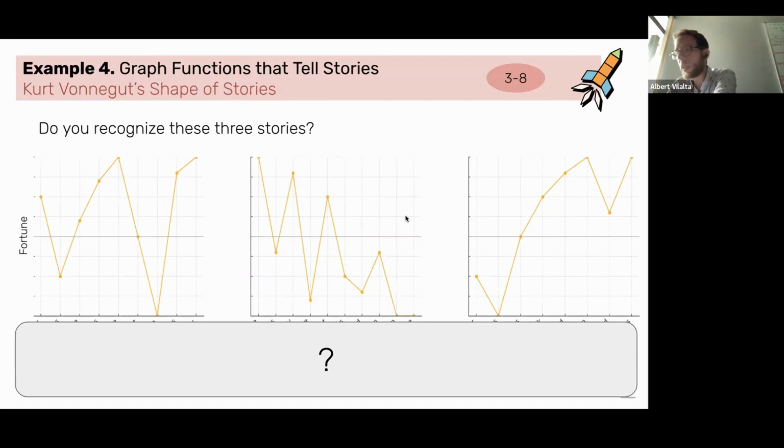Anyone wants to guess? We have 5 last minutes, and I have 1 or 2 more slides. So if anyone wants to guess in the chat, is there any story that is matching? And maybe it's not the story that I wanted, but probably there are more stories that match these graphs, as Kurt Vonnegut explains in his talk. Any guesses? No? I can give you the 3 stories that I'm thinking about, and then you decide.